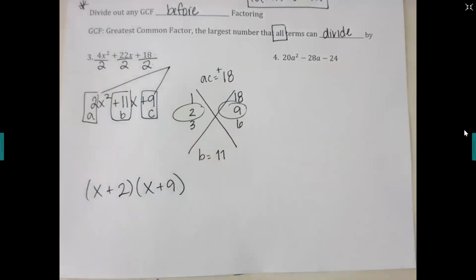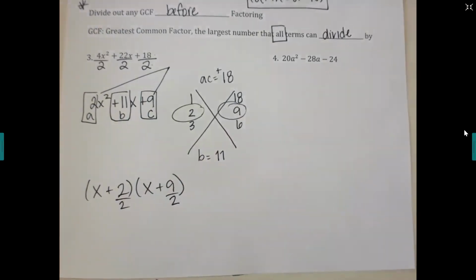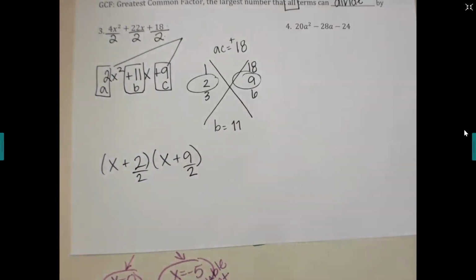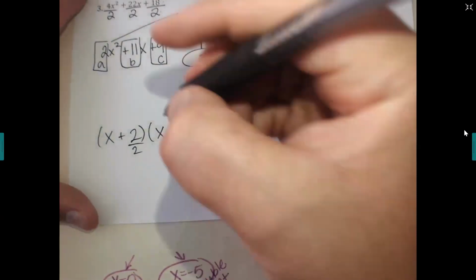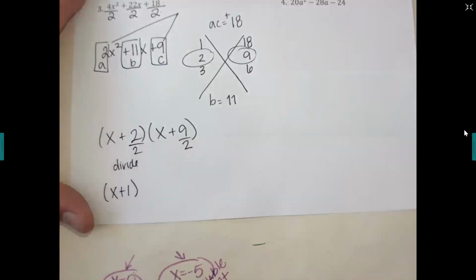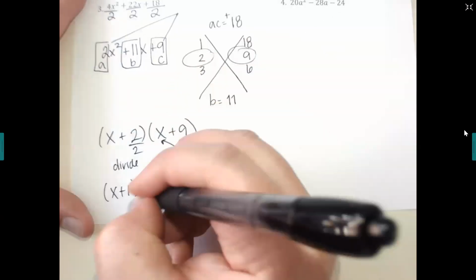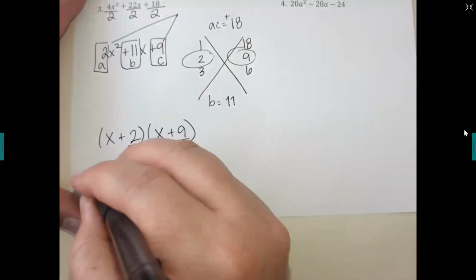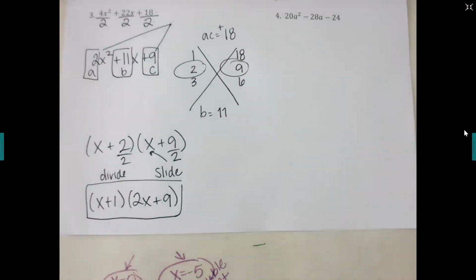Will I need to slide and divide, or can I A1 shortcut it and be done? Gotta slide and divide with what A? 2. So I'll do over 2 over 2. Remember, every time at least one of them should divide. And then the other one should slide. So which one will be my slide here? 2 divided by 2, I can divide, what's that? 1. And then what will my slide have to be? 2x plus 9. So remember, if it can't divide, then that's when you would slide. Okay?